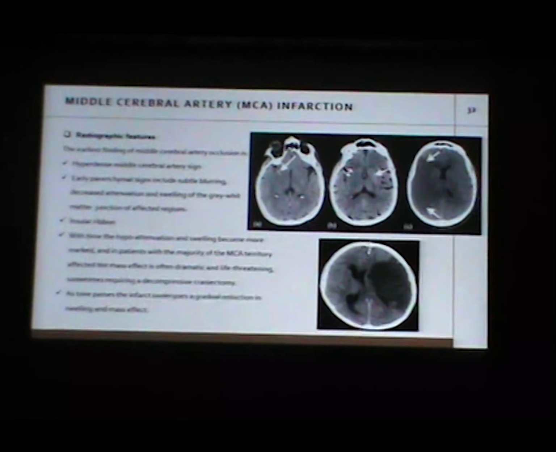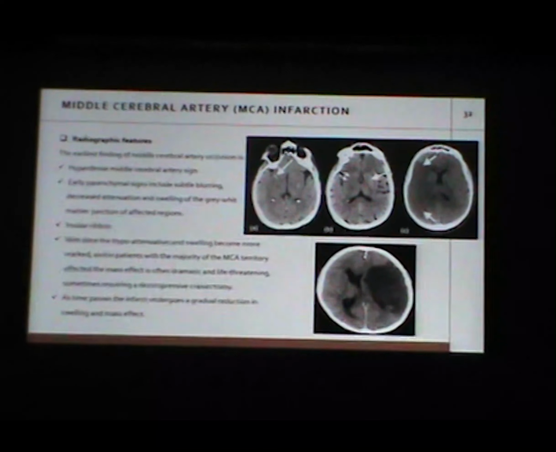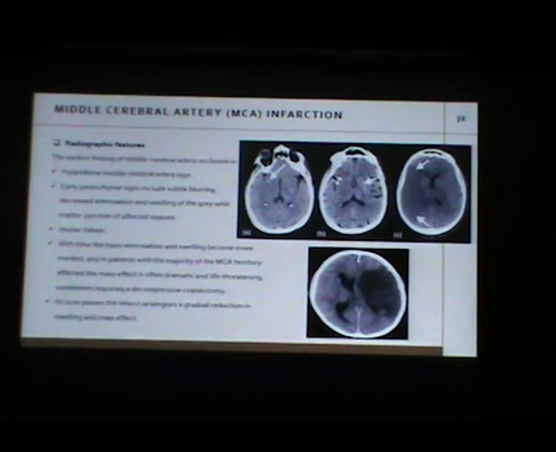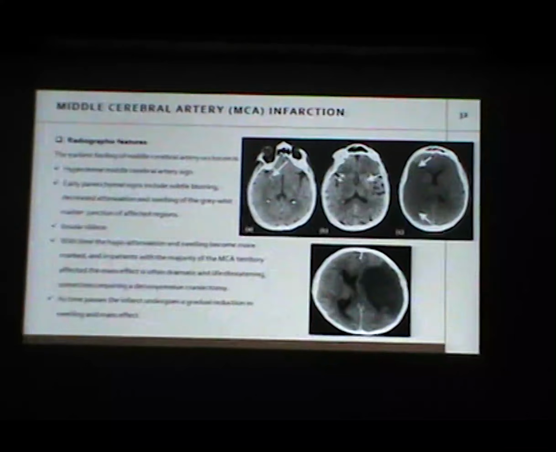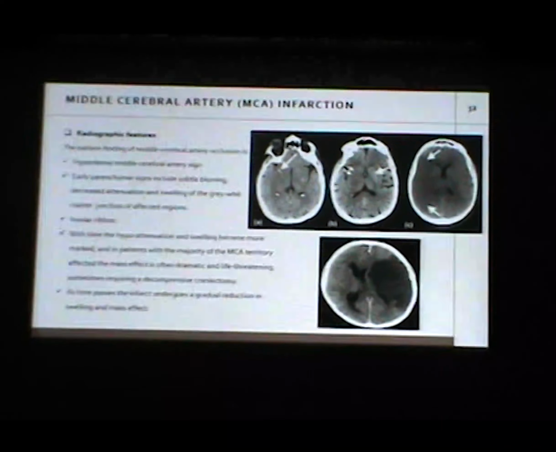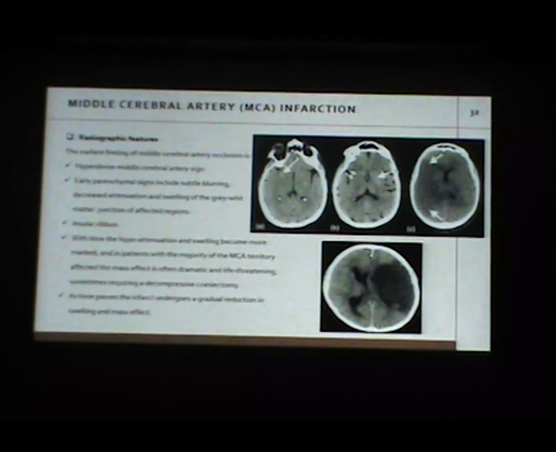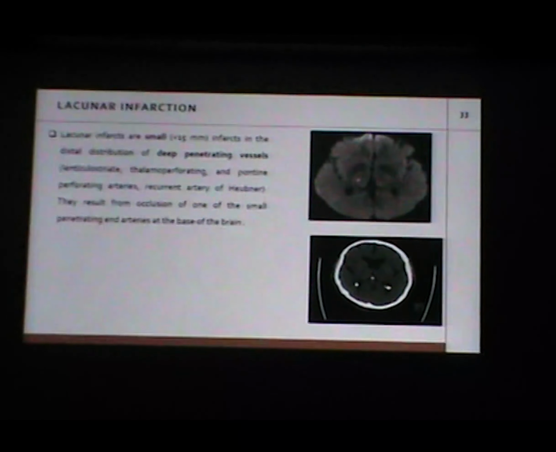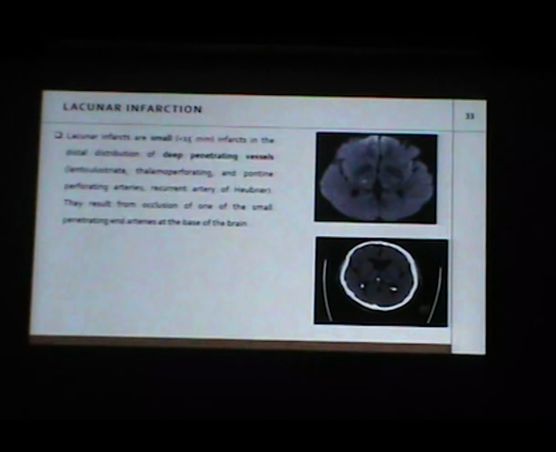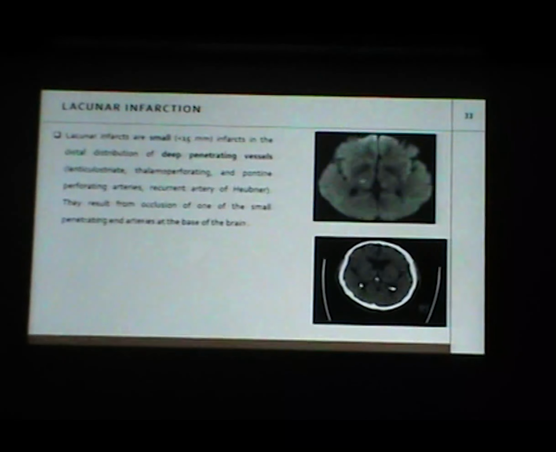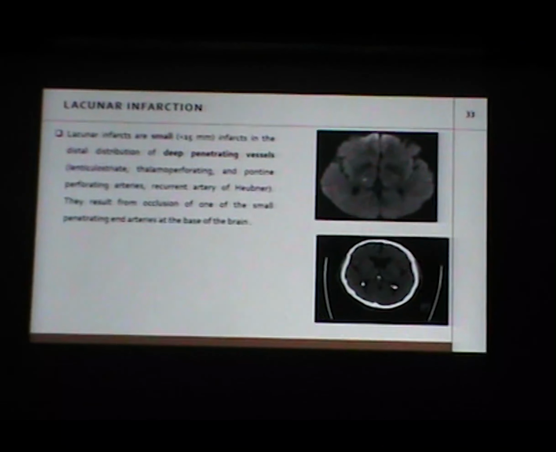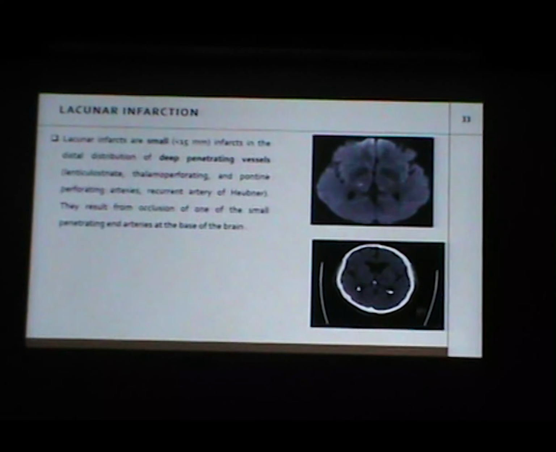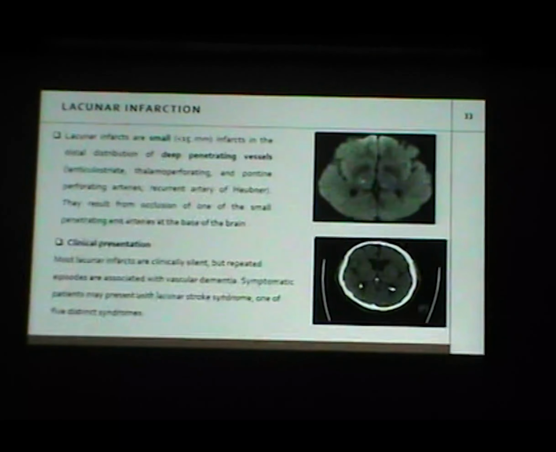There are some CT brains showing the early signs of MCA infarction, including the hyperdense MCA sign, loss of the insular ribbon sign, and loss of the gray-white matter junction over here. And this CT brain shows extensive MCA infarction exerting malignant edema causing ventricular compression and midline shift. The lacunar infarctions are small due to obstruction of deep penetrating arteries, mostly clinically silent, and if symptomatic they cause minor stroke symptoms, and their multiplicity can cause vascular dementia.